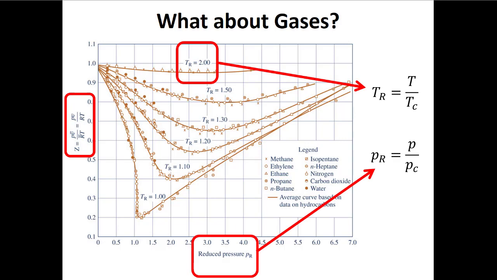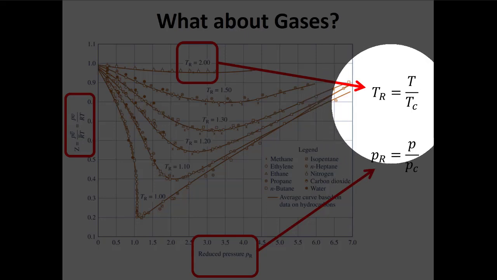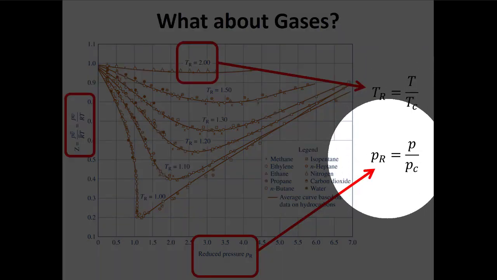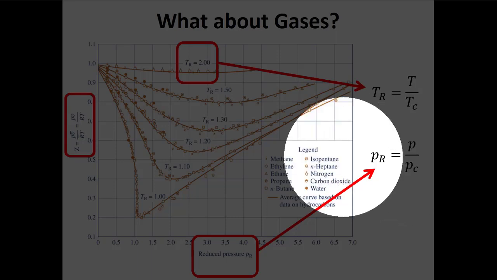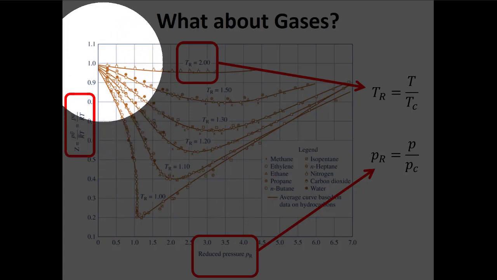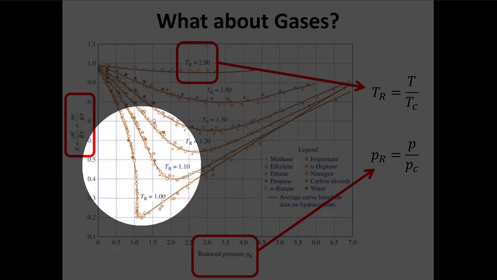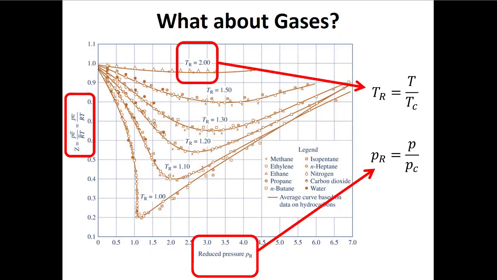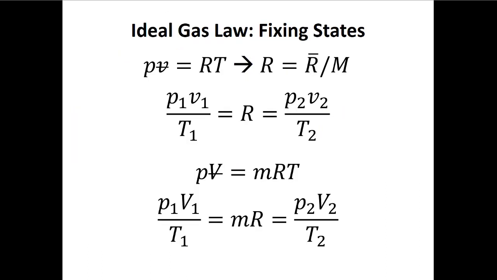And the answer is when the temperature is much higher than the critical temperature. That's the temperature right at the peak of the vapor dome. Or if the reduced pressure, or the pressure, is much less than the critical pressure. Because here we see when the reduced pressure gets low, all of these values converge to 1. Or when TR is high, then this curve flattens out. So if we have one of those two things, it's probably fairly reasonable to say that we have an ideal gas.